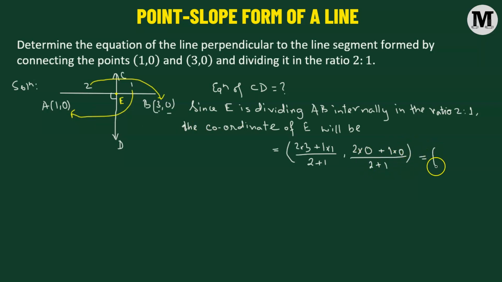And this is going to give us a value. So we have 2 times 3, that's 6. 6 added to 1, that will be 7. So we have 7/3, that's the x coordinate, and the y coordinate will be simply 0. So we have obtained the coordinates of point E.